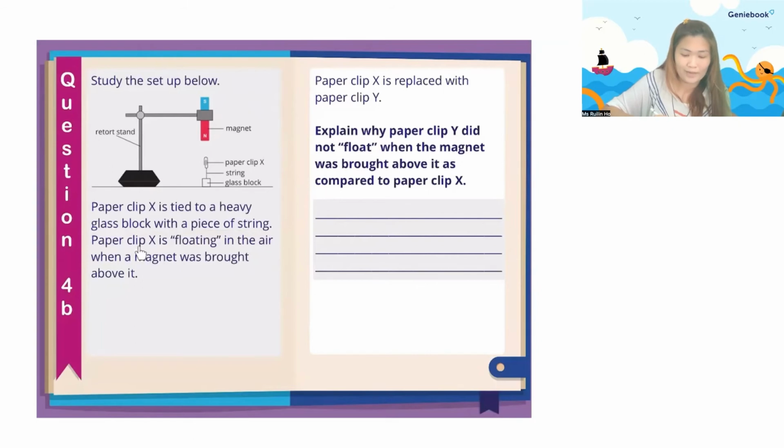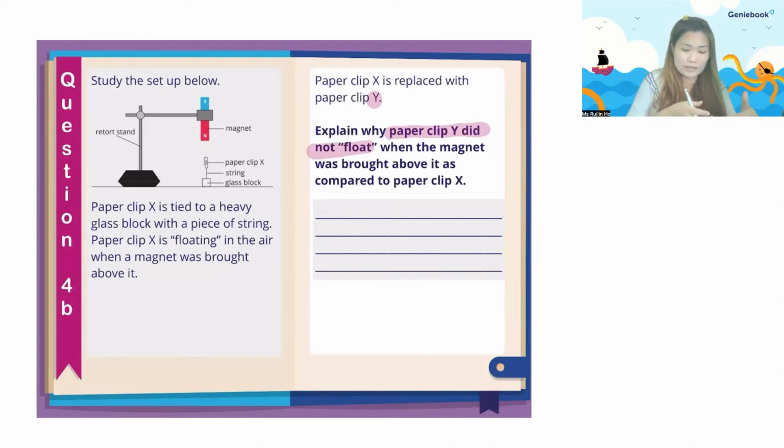We know that paperclip X is floating in air because paperclip X is actually a magnetic material, so it floats up. But this time around, you are replacing it with paperclip Y. And they tell you that paperclip Y did not float. Why did it not float? Think about it. Why paperclip X can float and paperclip Y cannot float? What do you think?